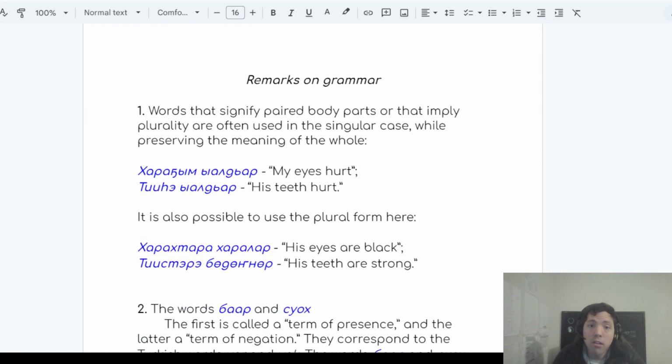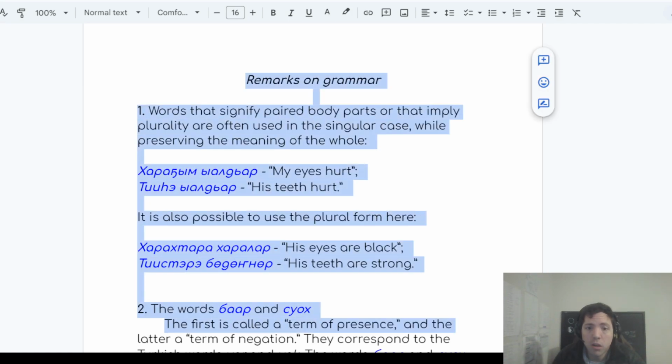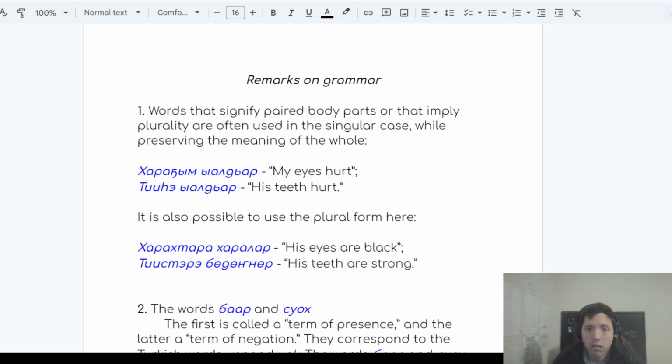All right. Remarks on grammar. You can pause and read this. I'm not gonna read it. It's book speak, but what it's just saying is you don't have to put the plural ending for body parts, but you can. So if you don't put it, haragab al jar could mean my eyes hurt or my eye hurts. Tihe al jar could mean his teeth hurt or his tooth hurts. But you could also use the plural forms, such as haraktar, tar ending for plural, haraktara, haralar, his eyes are black, tistere, burungur, his teeth are strong.